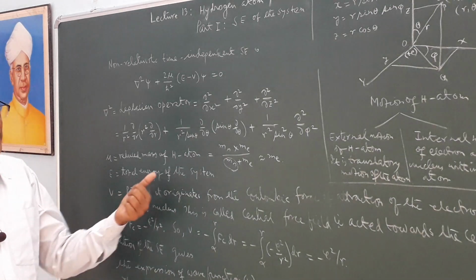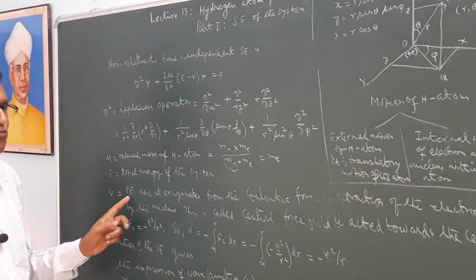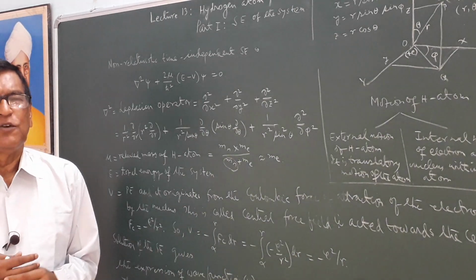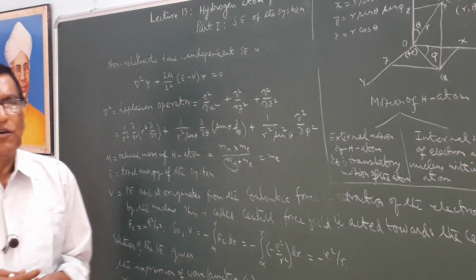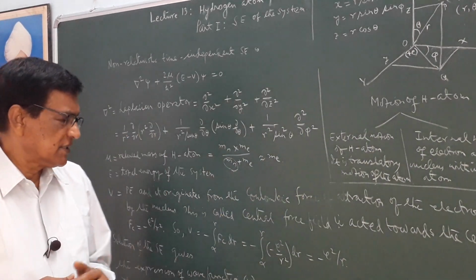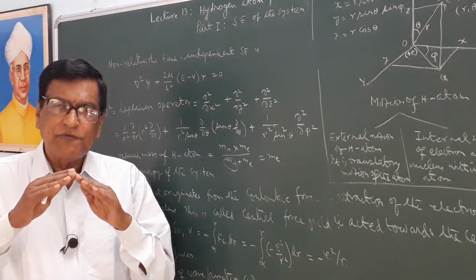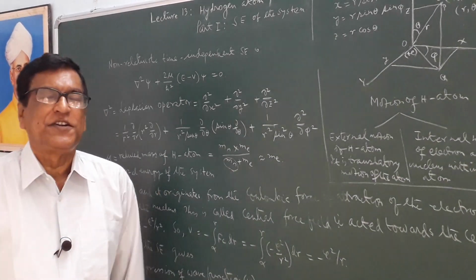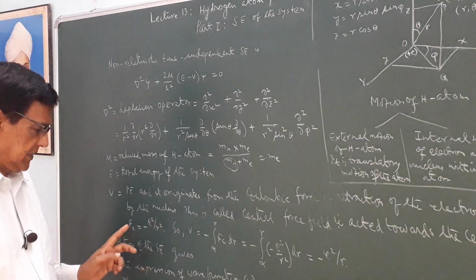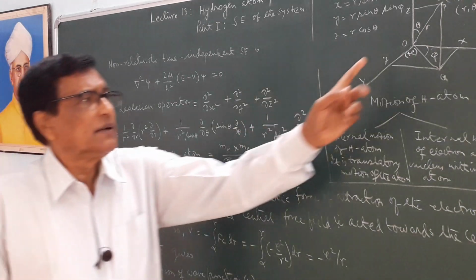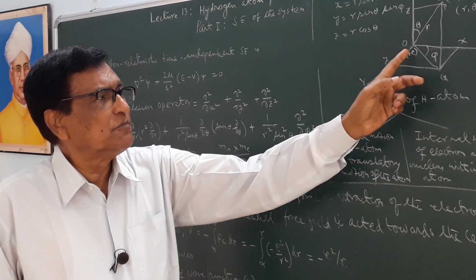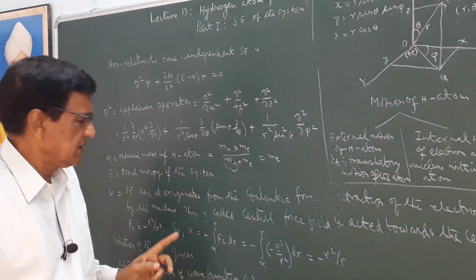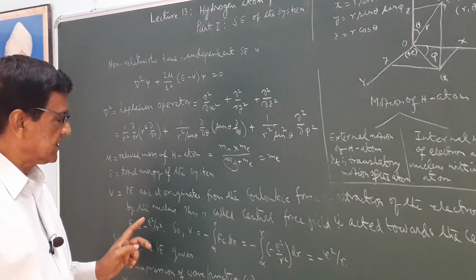E is the total energy of the system, and V is the potential energy. This potential energy originates from the Coulombic force of attraction of the electron by the nucleus. This is sometimes also called a central force field, as it acts towards the center. The Coulombic force involves one unit positive charge and one negative charge, the product of these two divided by r square. So the Coulombic force is minus e square by r square.